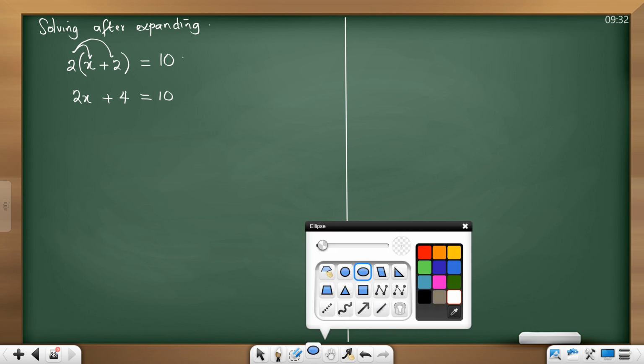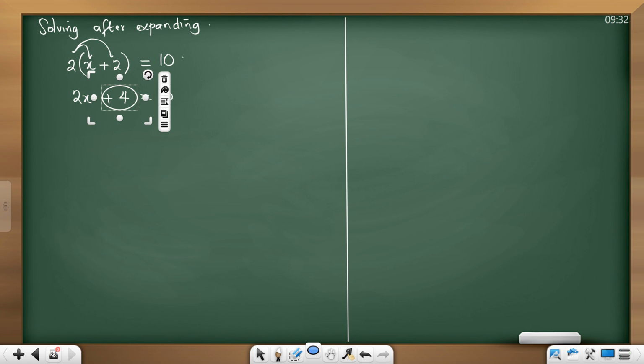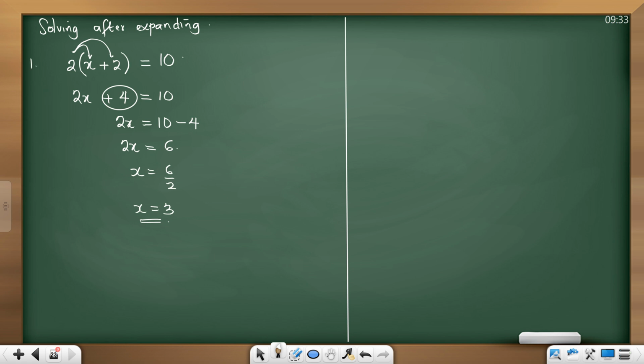What happens to the positive 4? It then moves and changes sides, and the sign will also change. Positive 4 becomes a negative 4, we reverse. Beautiful. 10 minus 4 is 6. What happens? The 2 was multiplying on the left, becomes a division on the right, and x is 3. That's how we do it. Interesting maths. We're going to do another one.